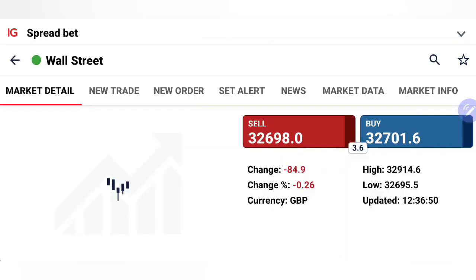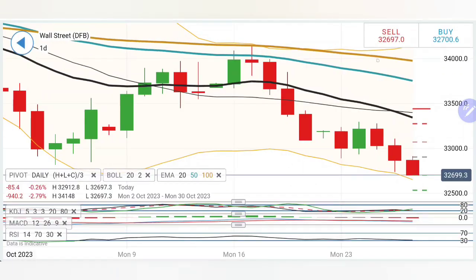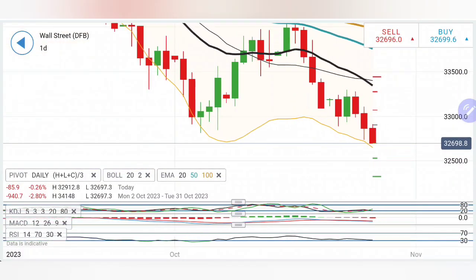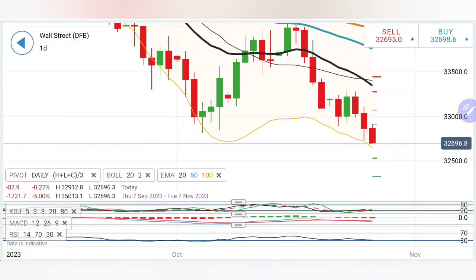See, US30 reversed from 32,920 levels, and if you recall, many a time I have shared that below 32,800, 32,600 is a major milestone. Is it moving towards 32,600, yielding the third red candle? The possibility is there. Why?